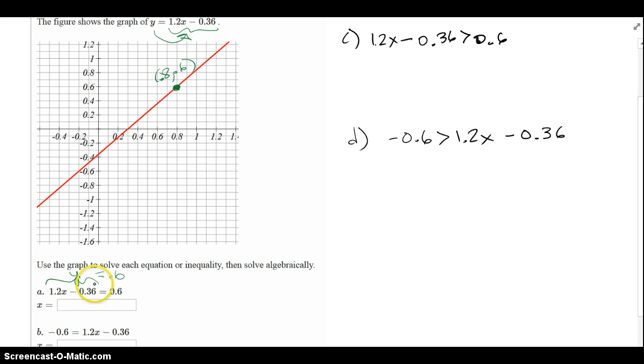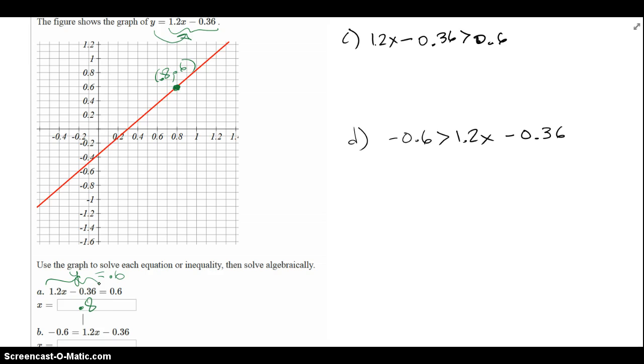So when is y, or 1.2x minus 0.36, equivalent to 0.6? Well, that occurs at the x coordinate 0.8. So that's part A. All we have to do is just find the x coordinate.